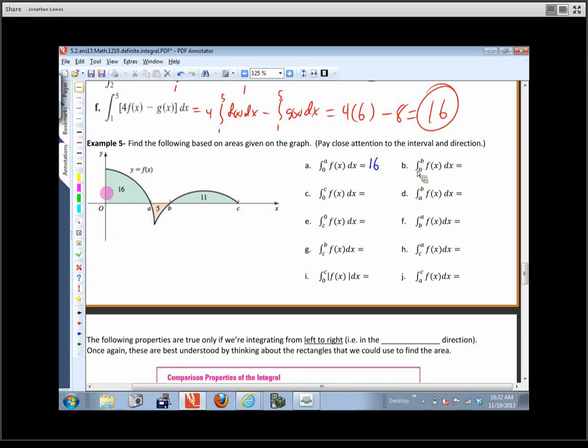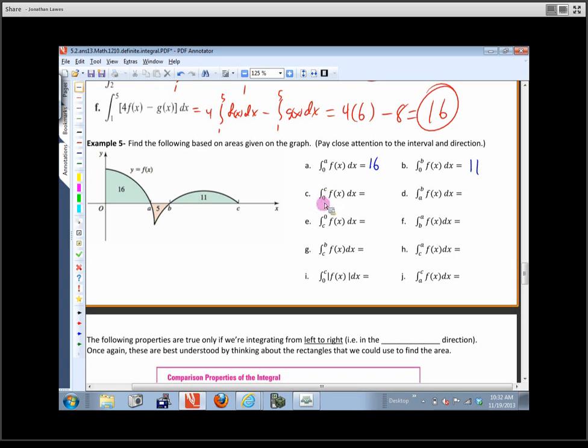For B, I'm going to go from 0 to B. So I'm going to start right here, and I'm going to end when I get to B. So all of this counts as positive. All of this counts as negative. So what is the net area here? 11. So I'm trying to do this slowly enough that you can look at it and think of what the answer would be in your head, and if you get it right, then we're in good shape.